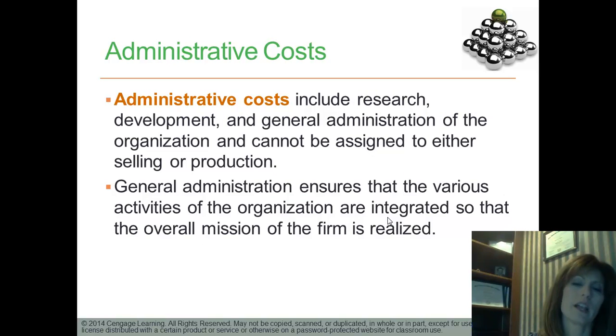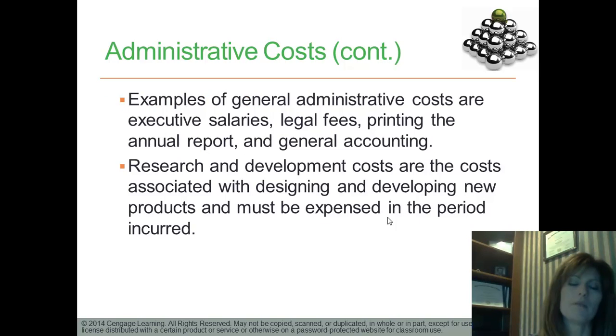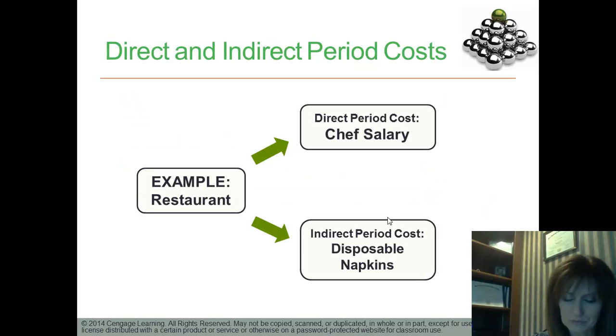These are things like R&D, CEO, things that aren't selling and aren't production but have to happen for the business to run. So it's the business of the business, I guess, costs. Those are the different categories there. Some examples of administrative costs would be executive salaries, legal fees, general accounting. Accounting is always administrative costs. All those kinds of costs go in as administrative.